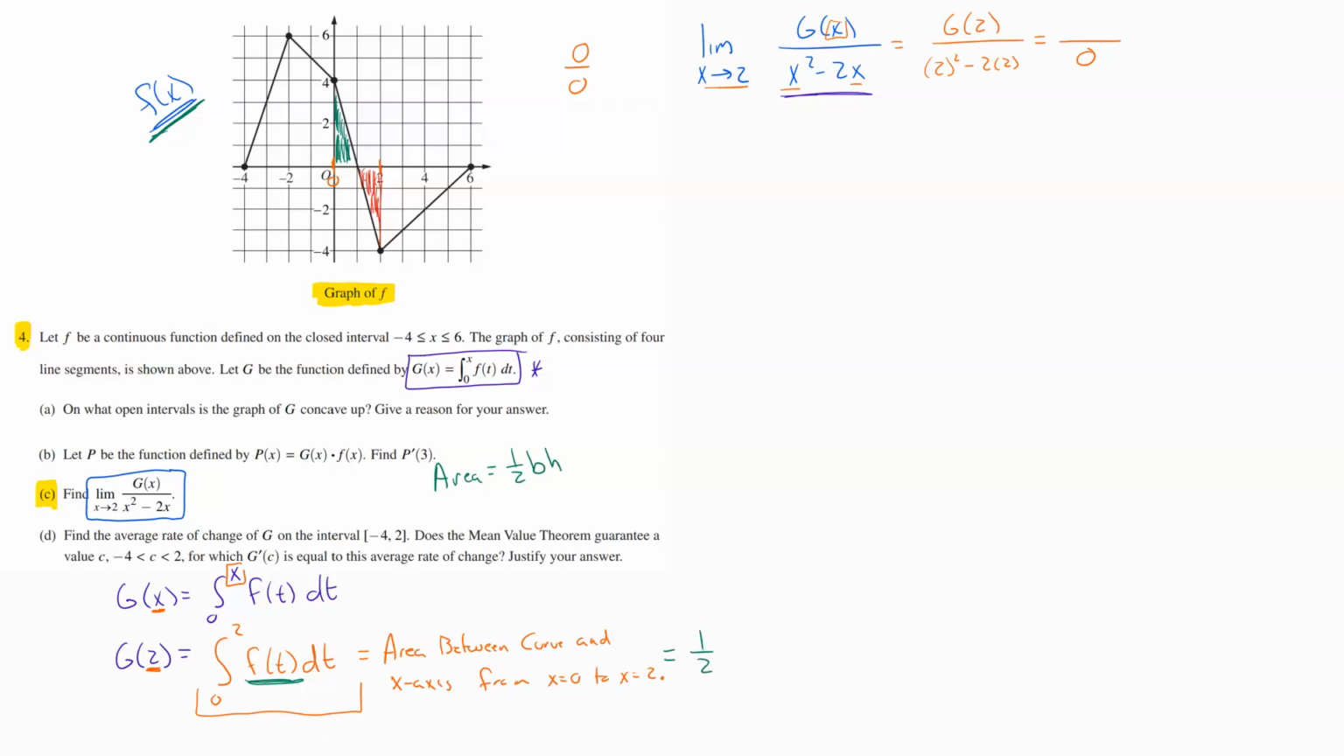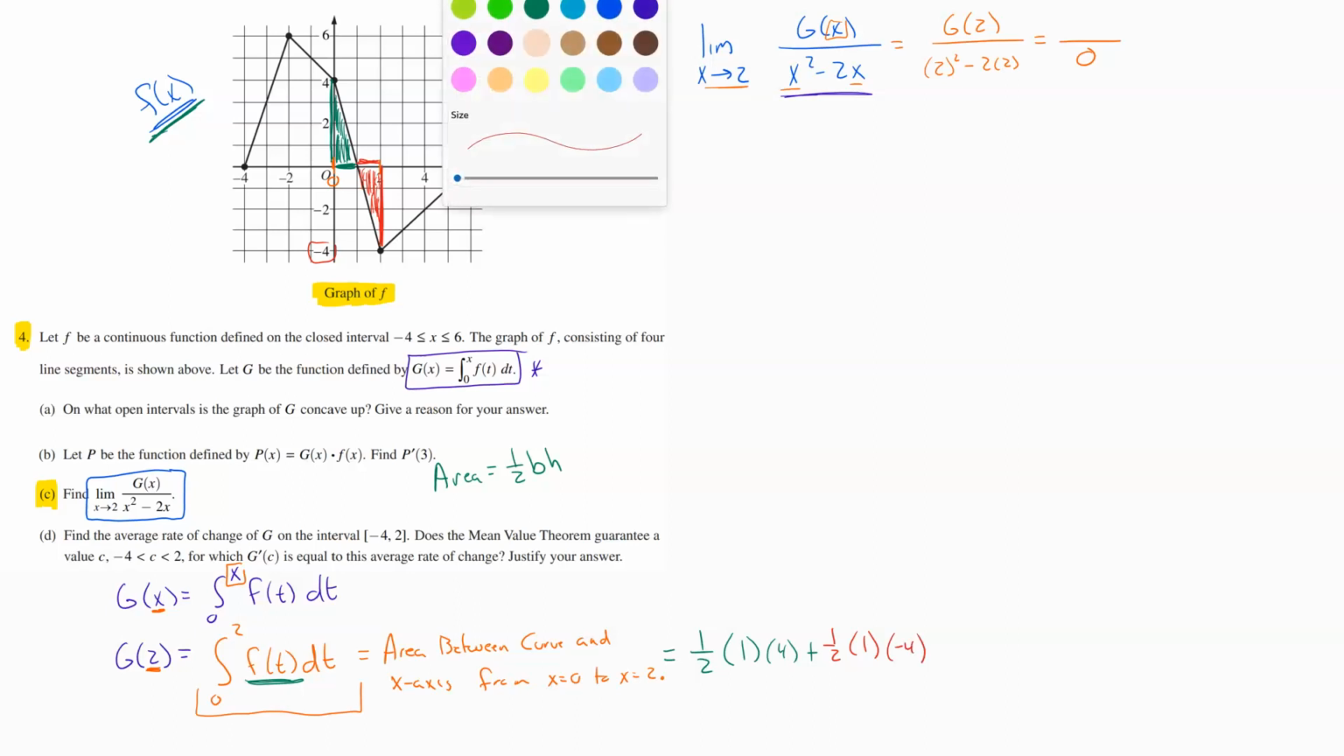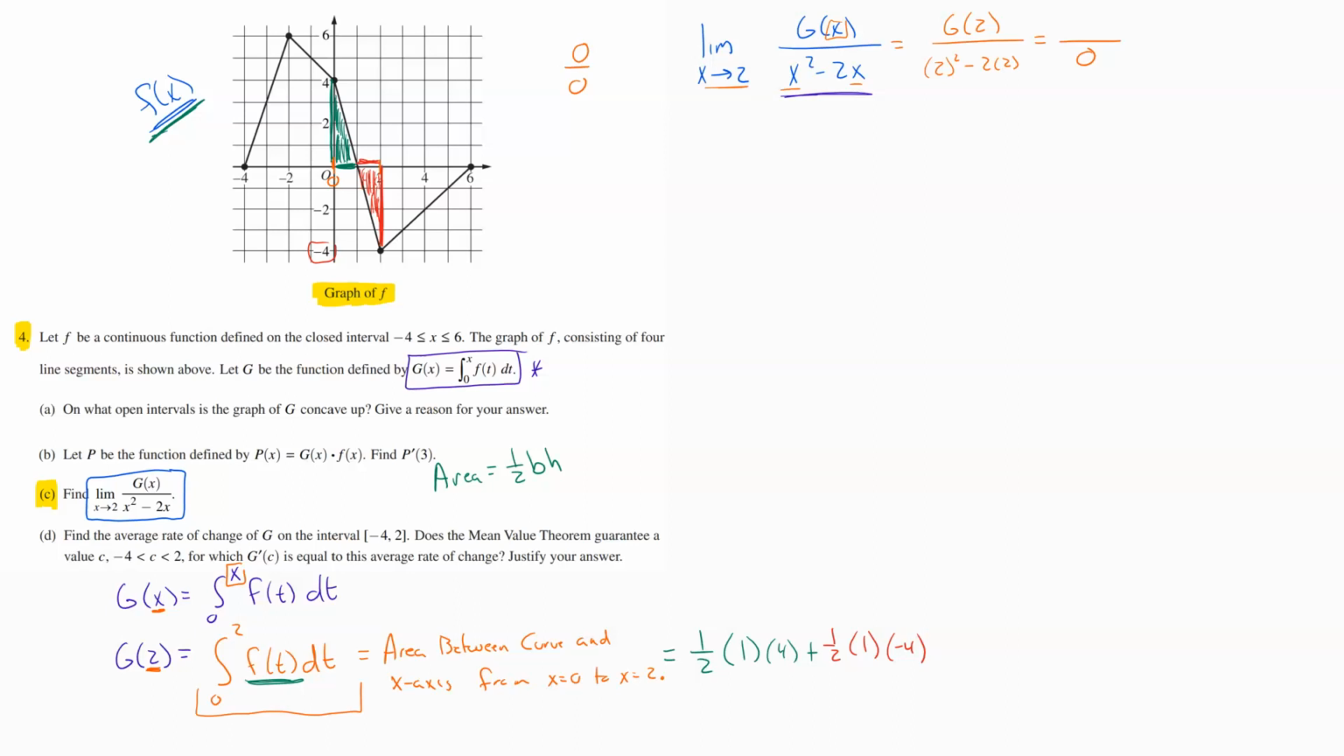If I did this all by hand, I'd get 1/2. The base along the bottom of that first triangle would be 1. The height would be 4. And then I would be adding that to my red triangle area. So that would be 1/2. The base along that would be 1. And the height this time would be -4. Now we can see a lot more clearly, I end up with +2 minus 2, and so I get 0. So g of 2 is going to equal 0.